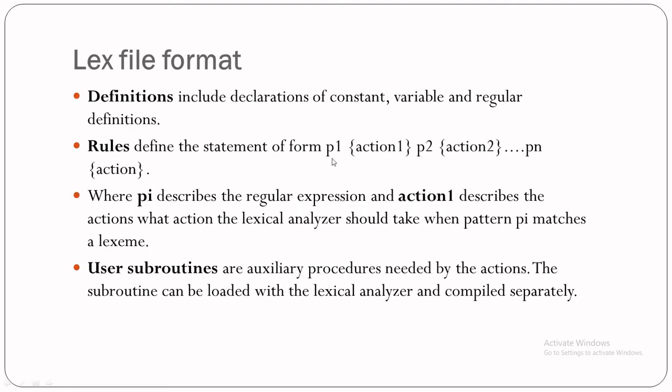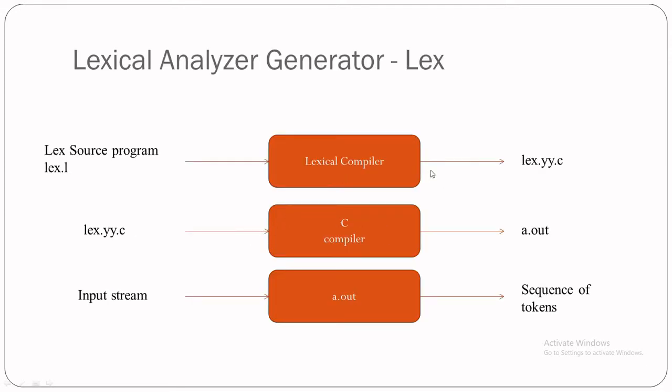In the rule section, we give a pattern, and the action will specify what to do for that pattern, here creating an entry in the symbol table. As part of the actions of the lexical analyzer, we are creating symbol table entries using a linked list. So these are the steps followed for generation of the lexical analyzer.